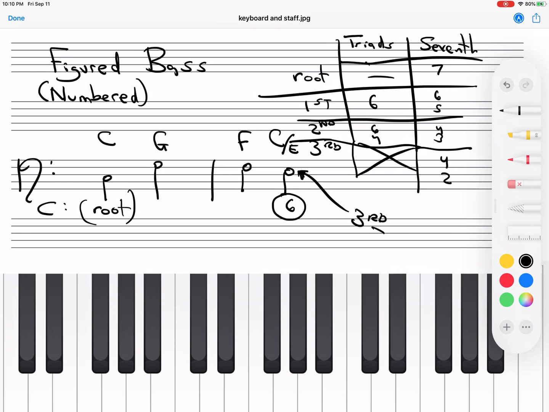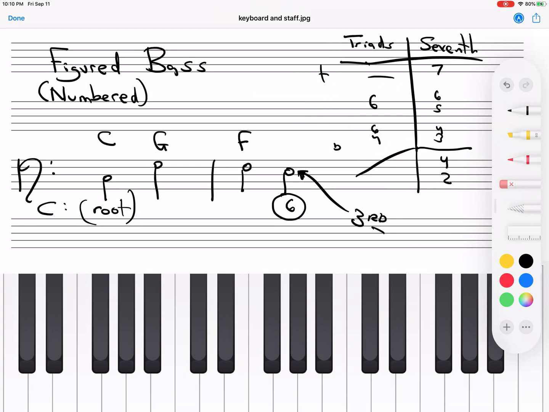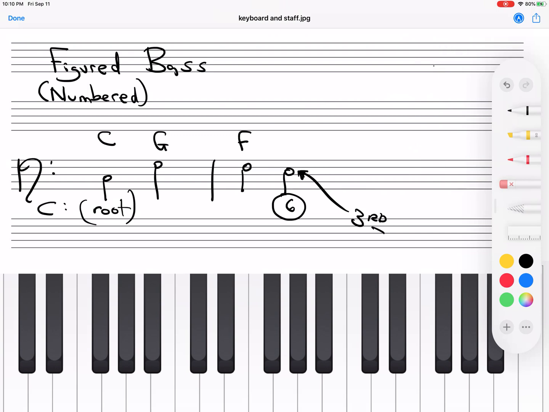Now, here's where the interesting thing comes in. I just want you to understand what these figures meant to the Baroque player. This figured bass wasn't just played by the bass player. It was played by a chord instrument as well. So that could be a keyboard player, it could be a lute, something that could play chords. It could be a harpsichord.